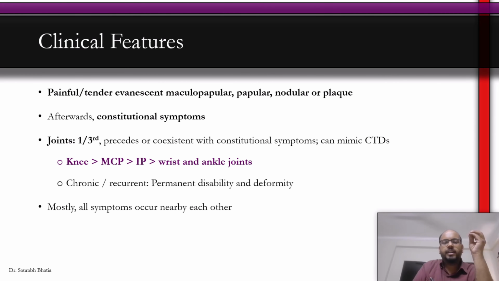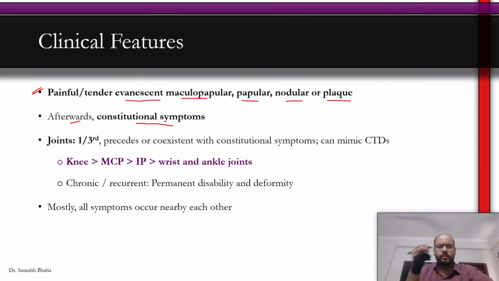The lesions of ENL are described as painful, tender, evanescent. Evanescent means short-lived. Painful, tender, evanescent, maculopapular, papular, nodular, or plaques. So all different kinds of morphologies can be present. Afterwards, the patient complains of constitutional symptoms like fever, malaise, joint pain, myalgia, arthralgia. In fact, in 1/3 of cases, joints can be involved.